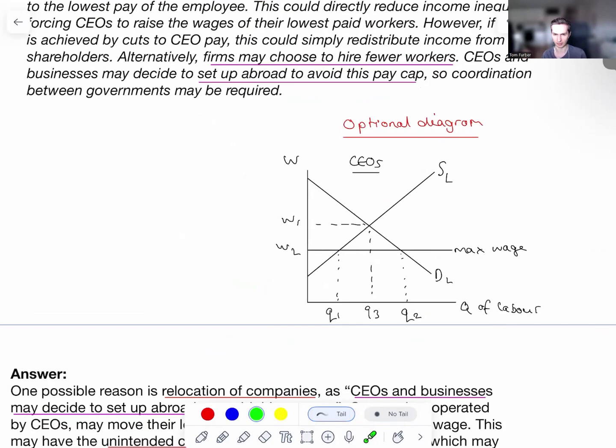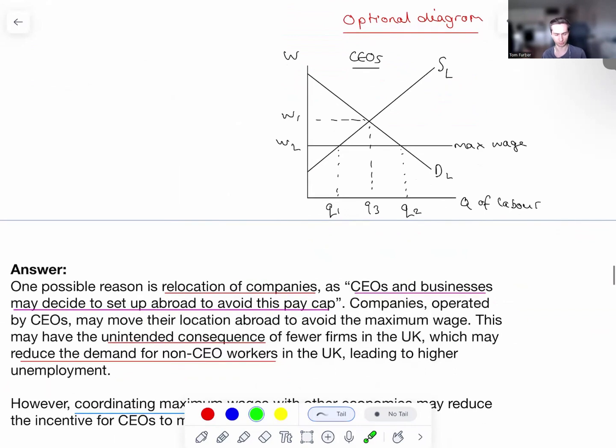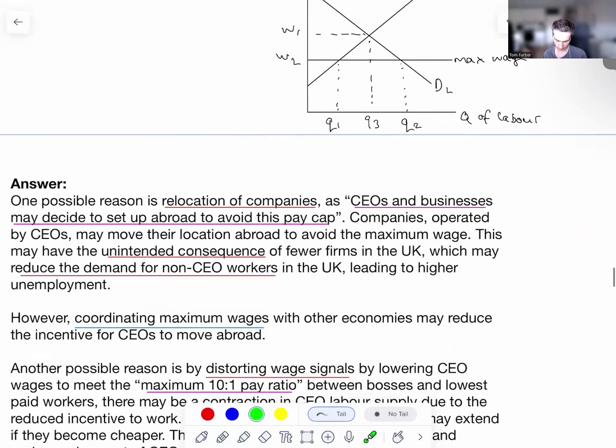That's optional. I'm going to explain it in words because the question doesn't necessarily ask for a diagram, but you should also draw it if it helps. So one possible reason for government failure is the relocation of companies, such as CEOs and businesses may decide to set up abroad to avoid this pay cap. That's using the application. So companies operated by CEOs may move their location abroad to avoid this maximum wage.